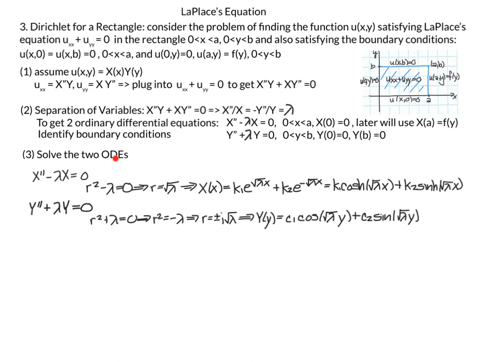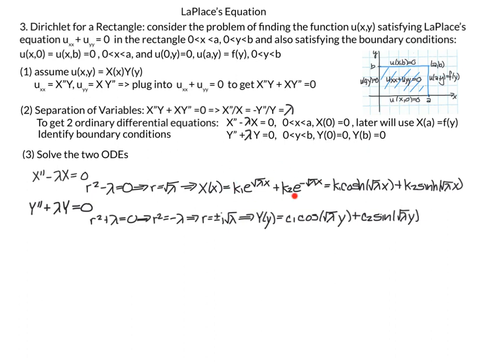The next thing I want to do is solve the two ordinary differential equations. So here I have X'' minus lambda X equals 0. Our characteristic equation then is r squared minus lambda, and this will give us r is equal to the square root of lambda. So X is equal to a constant k1 times e to the square root of lambda x plus k2 times e to the other value of r, which will be minus square root of lambda.